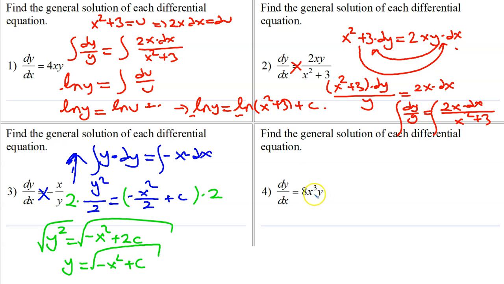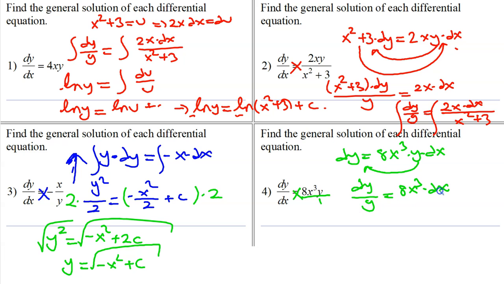For number 4, again, there's an invisible 1 right here, so let's do the cross multiplication. So we get dy equals 8x cubed times y times dx. We have to move this y over here so we can get the variables separated. So we get dy over y equals 8x cubed times dx. The left hand side integral is going to be natural log y equals 8 times x to the 4th over 4 plus c, and that's going to be natural log y is equal to 2x to the 4th plus c.